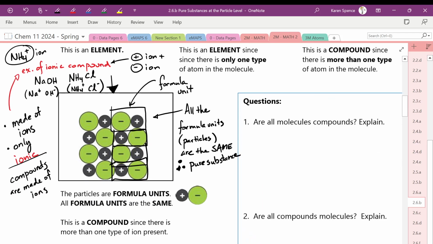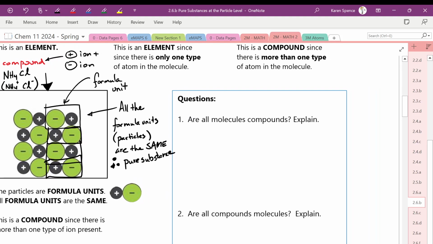Now, I got a couple other questions for you, which will probably also appear on your test. Are all molecules compounds? Explain. Like, you have hydrogen put in the molecule. That's not a compound. It's two different atoms. So once you've answered that, tell your partner what you think. Are all molecules compounds?